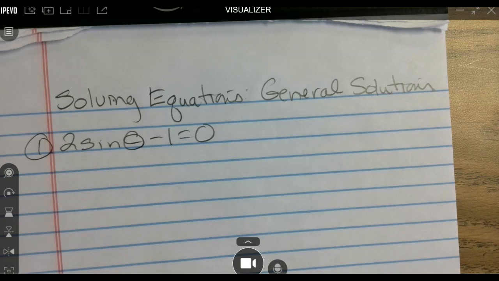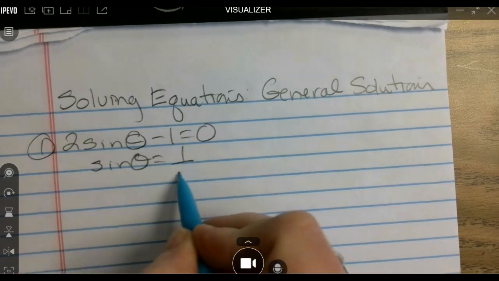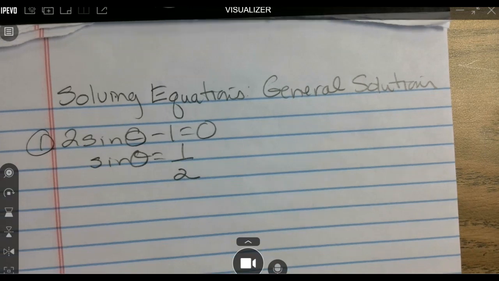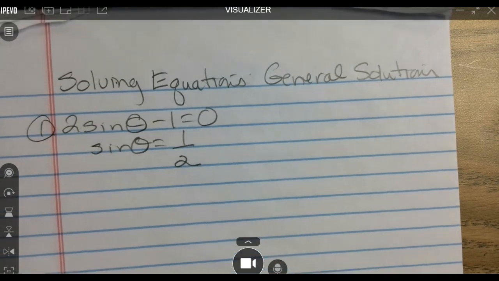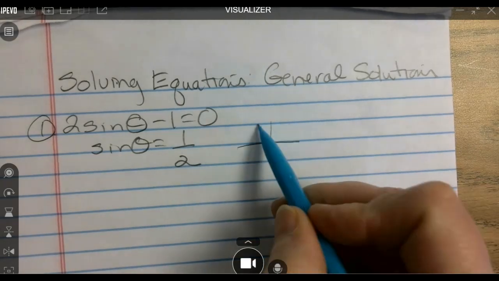I want them all. Well, I got to get sine alone. So I think we're going to add 1. And then what are we going to do? Divide by 2. And I suspect most of you can do that in 1 step. So we're right back to our unit circle. Now I want them all. So if I want the sine to be positive, of course, I'm in the first and second quadrant.